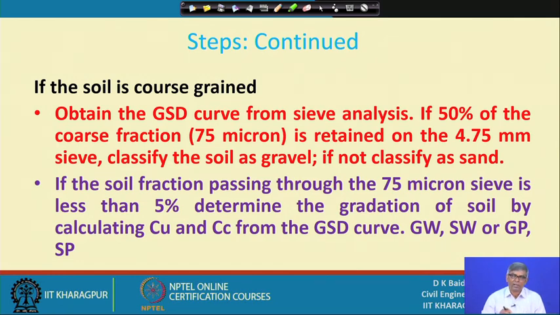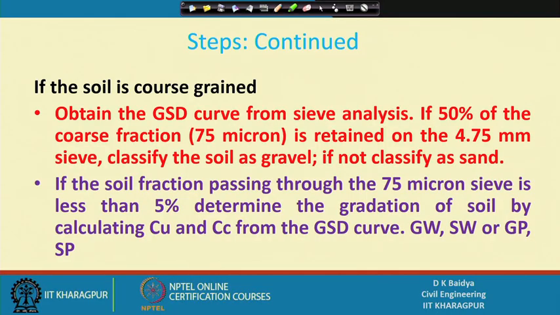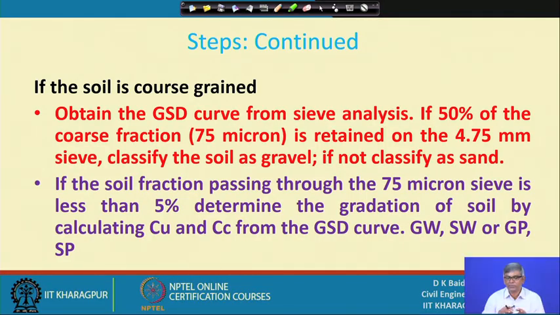That means more than 50% retained, that is the test we have done, and based on that we have decided it is a coarse grain. Now for that coarse grain soil I do the GSD, and when we find that again more than 50% is retained on the 4.75 millimeter sieve, then the soil will be classified as gravel. If not, if more than 50% passes through that, then it is classified as sand.